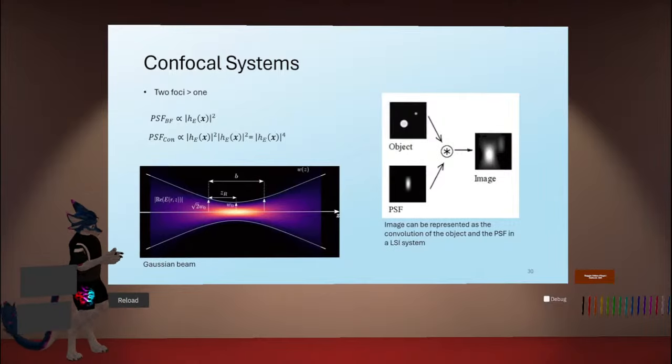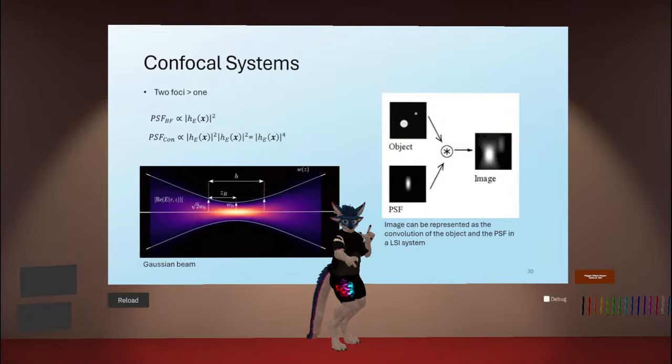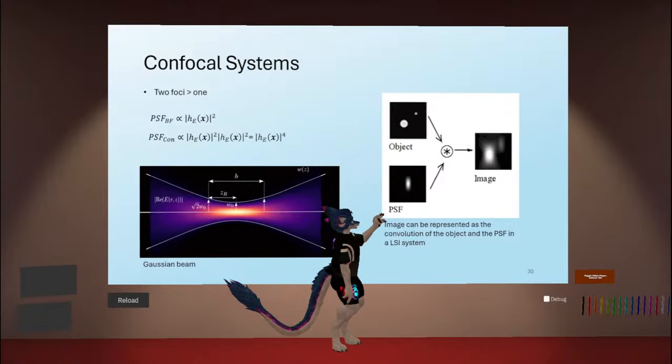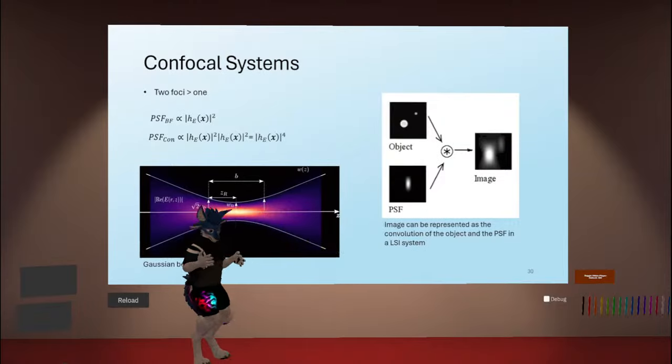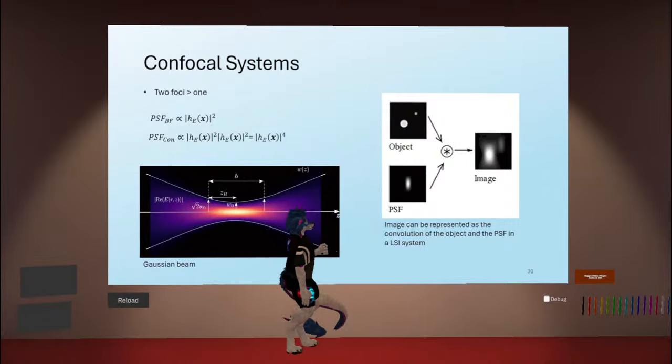And this gets you a much better point spread function. The point spread function is the impulse response of the system. Does anyone know the concept of impulse response or linear shift invariant systems? Seeing some hands. So basically your point spread function, if you were to image an infinitely small spot with your system, this is what it would look like. It would look like your point spread function.